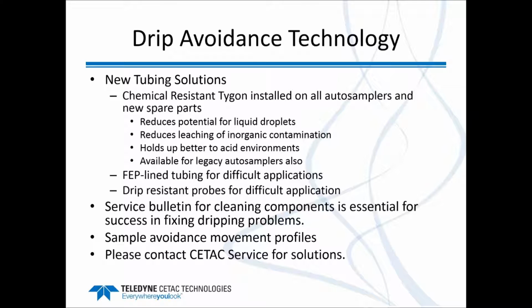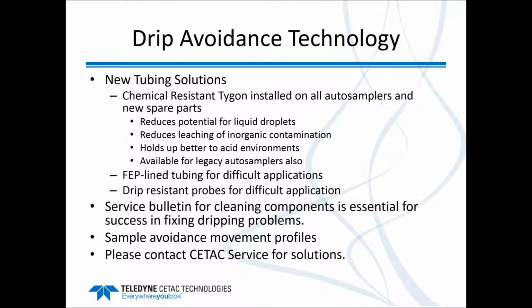It is recommended to change the tubing every 6 months anyway, but the new tubing is backward compatible with existing auto samplers as well. So the new catalogs for the ASX 560 and the ASX 280 have the updated tubing solutions, and then all of the tubing kits that go out with auto samplers currently are equipped with the new tubing, the chemical resistant tubing. But if there's a customer that has a 520 or a 260 that is having problems, the recommendation is to buy the new tubing kit or contact service at CETAC and then follow the service bulletin.